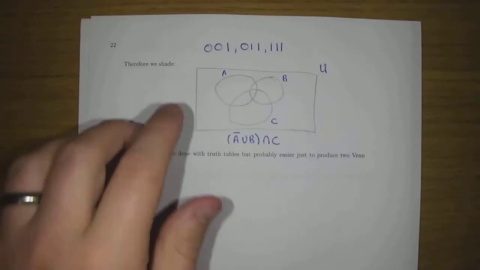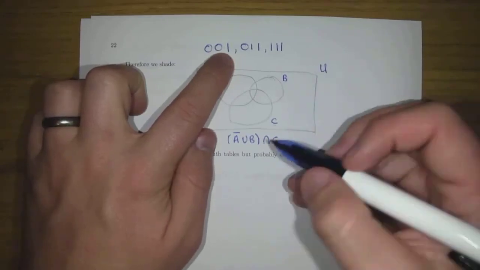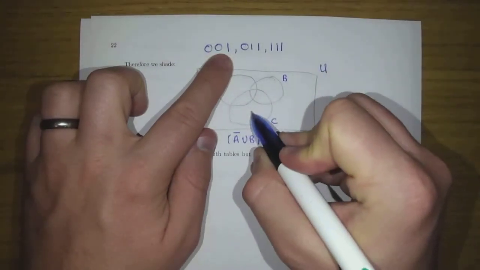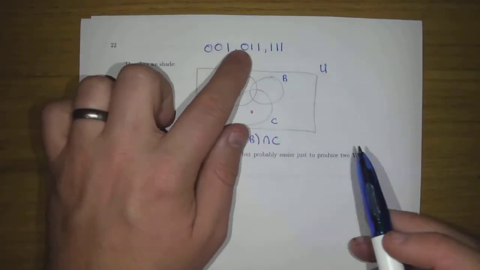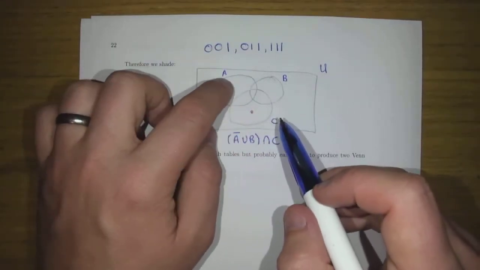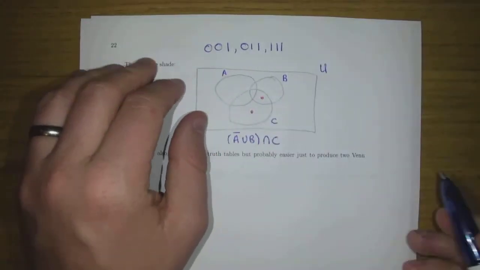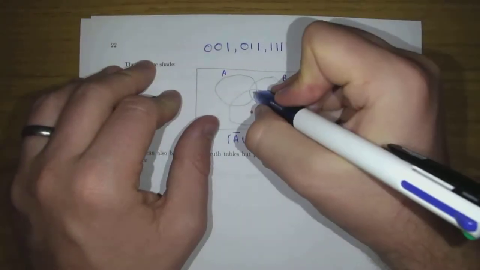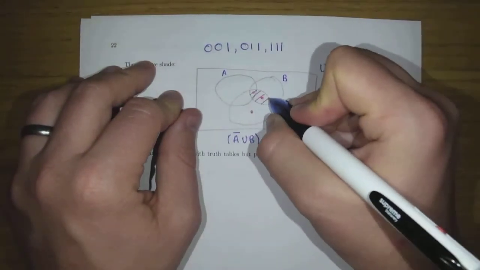Okay, so the first one is not A, not B, just C. So that would be here, because it's not in A, it's not in B, but it's in C. The next one is not in A, but it's in B and C. That would be there. And the last one is in A, B, and C, so that's in there. So there are the 3 things to shade.